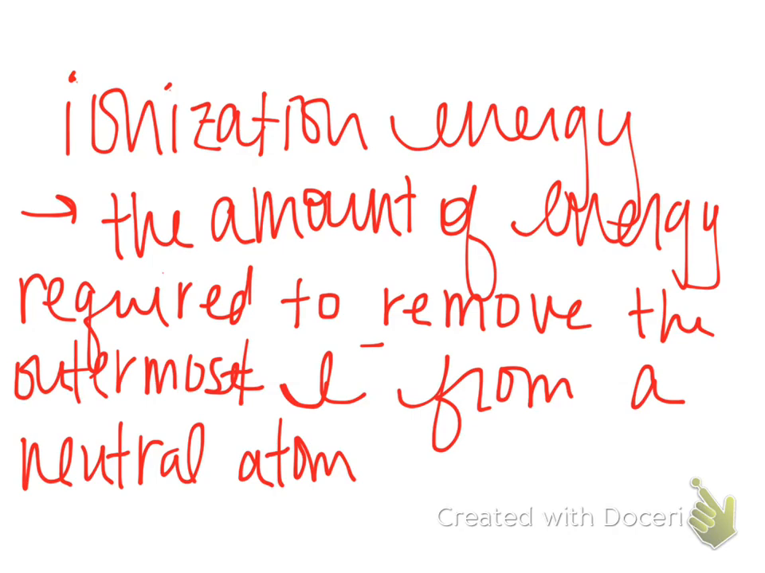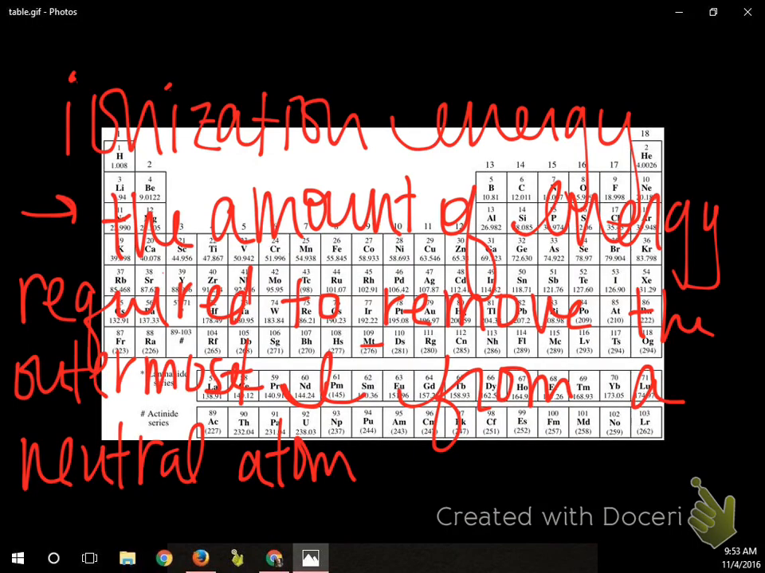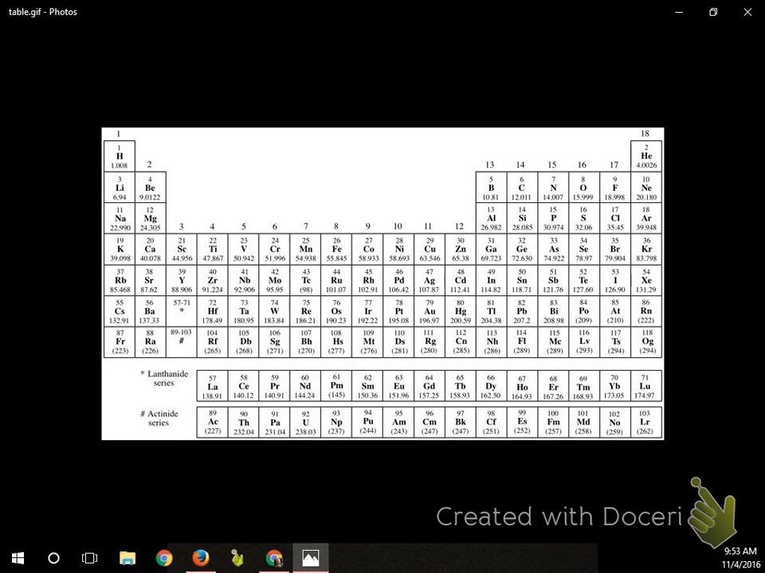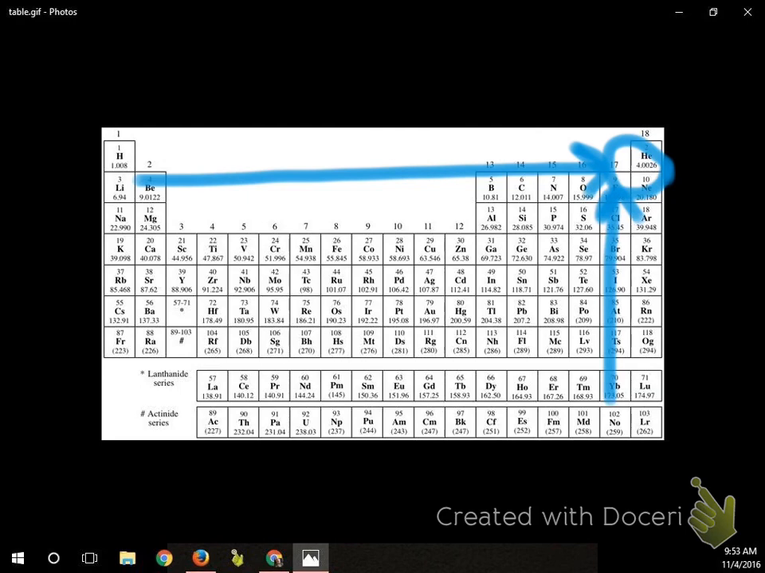Okay, let's look at our trend here. So here's our trend for ionization energy. It increases as we go to the right, and it increases as we go up. Okay? So that means we're pointing right toward helium. Helium has our highest ionization energy. Wait, so the last one, francium? That means francium would give up its electron most willingly, right? It requires the least amount of energy to remove that electron.